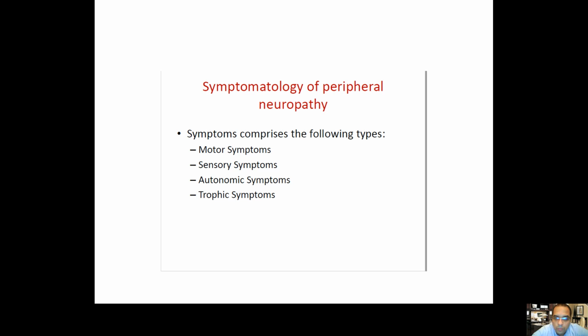And so the symptoms: remember that motor symptoms can be either positive symptoms or negative symptoms, and then sensory symptoms, autonomic symptoms, or trophic symptoms. So here we haven't got the central nervous symptoms like confusion and so on.